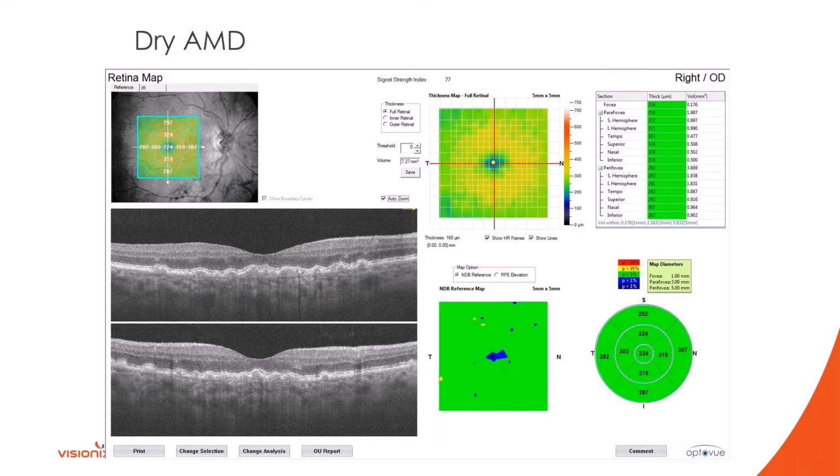RPE bumpy, but yet no fluid at this point. So I would call this dry macular degeneration. But if you're one of those 20% that has OCTA in their practice, I would still be running an OCTA on this patient. Can I pick up a choroidal neovascular membrane one step before it leaks fluid? If we can prevent a membrane from leaking fluid into the retina, that is a win for that patient.